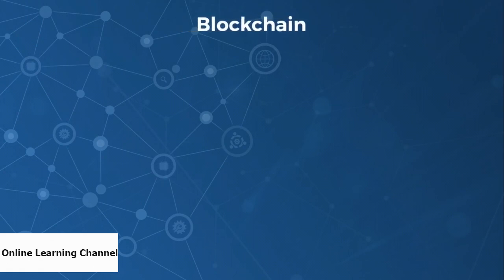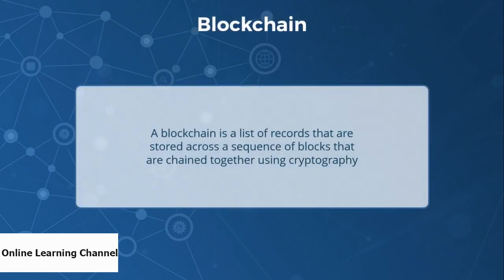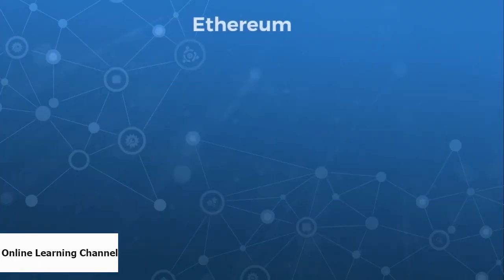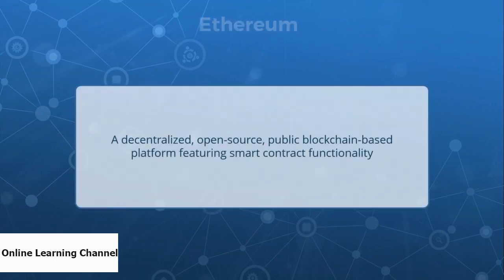We saw in the previous clip that a blockchain can be thought of as a list of records which are stored across a sequence of blocks, and the sequence of these blocks is ensured by chaining them together using cryptography. So while that describes in generic terms what a blockchain is, let us now move into a specific example of a blockchain network, and this is the Ethereum network. Ethereum, as I had touched upon earlier, is a decentralized, open source, and public blockchain based platform, and this supports the notion of smart contracts.